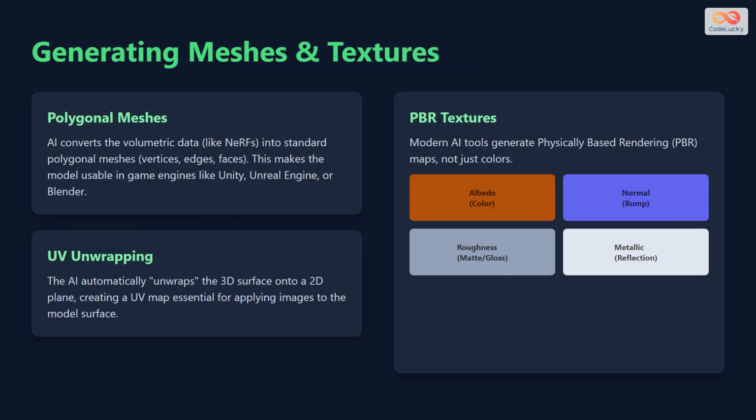Generating the shape is only half the battle. The AI also converts volumetric data into polygonal meshes that game engines can understand. Furthermore, it generates PBR textures. This includes the color map, bump map, and roughness map, ensuring the material looks like real plastic, metal, or wood when light hits it.